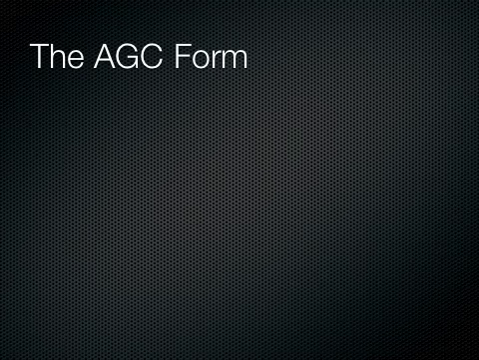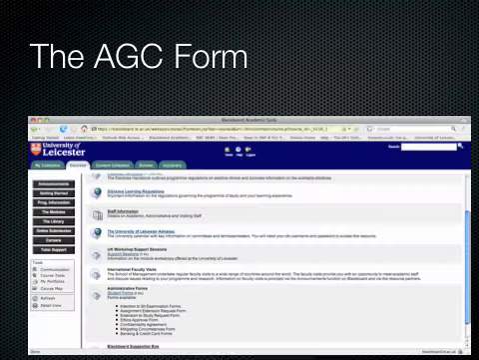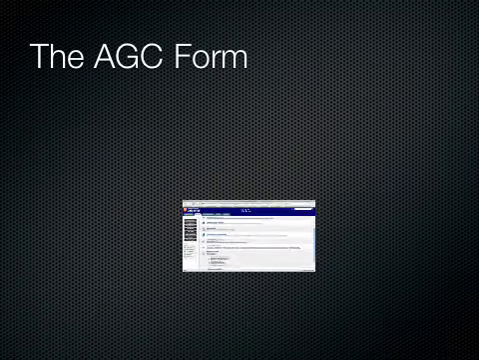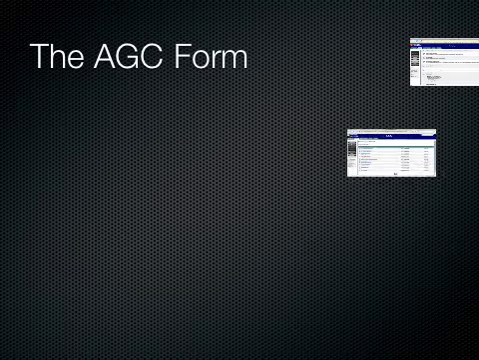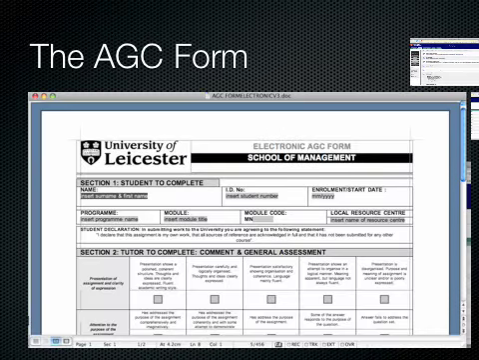You are now able to begin preparing your assignment for submission. To do this, you need to download the AGC form to your computer. You will find the AGC form under Program Information and Administrative Forms. You need to complete sections 1 and 3 on the AGC form.